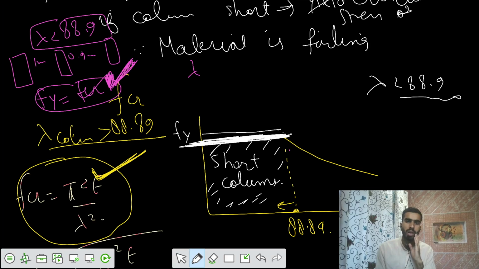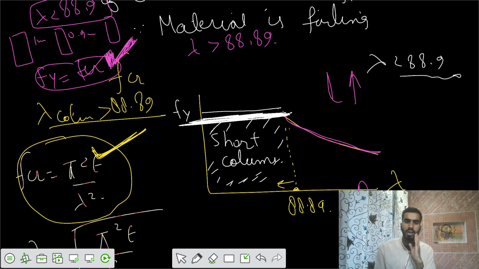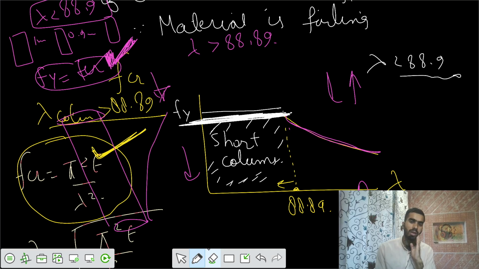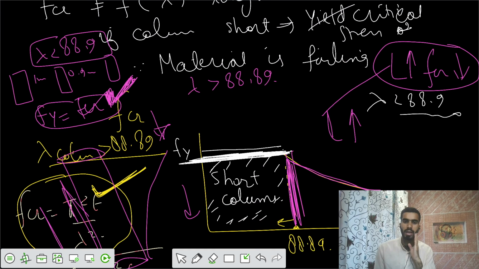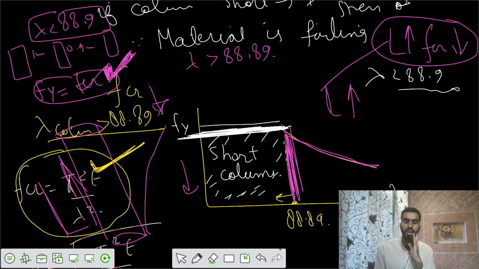But if you go to lambda greater than 88.89, there is a variation in this fashion. As you increase L, because lambda is increasing, your stress is decreasing because of the instability of the column. It's unable to retain its position, that means it gets buckled. As you increase L, your FCR goes on decreasing. That was valid for lambda greater than 88.89. So this is the actual Euler's buckling theory. Hope you enjoyed that.